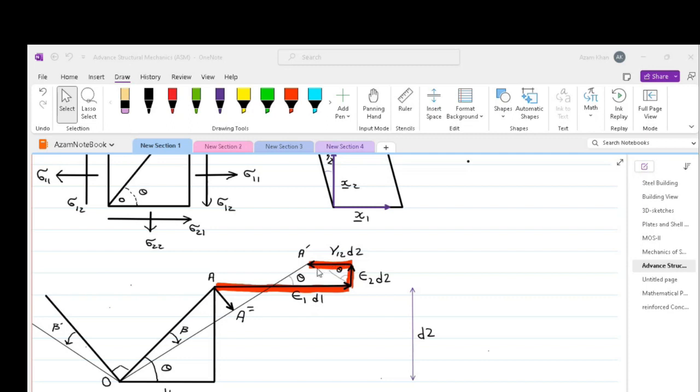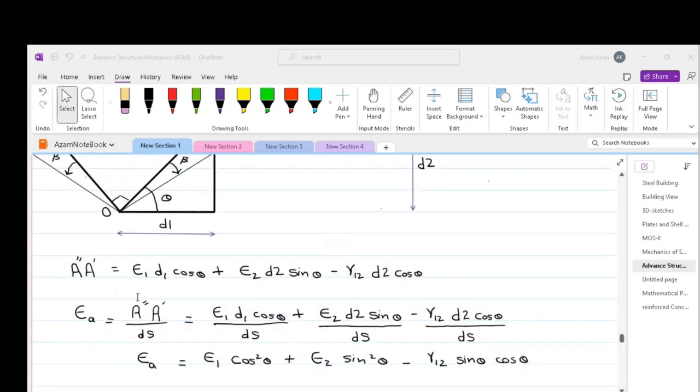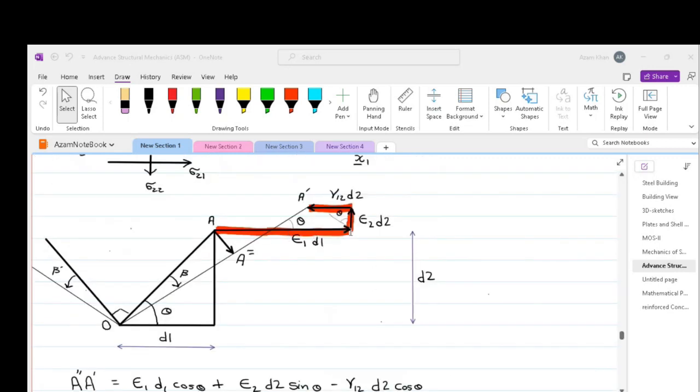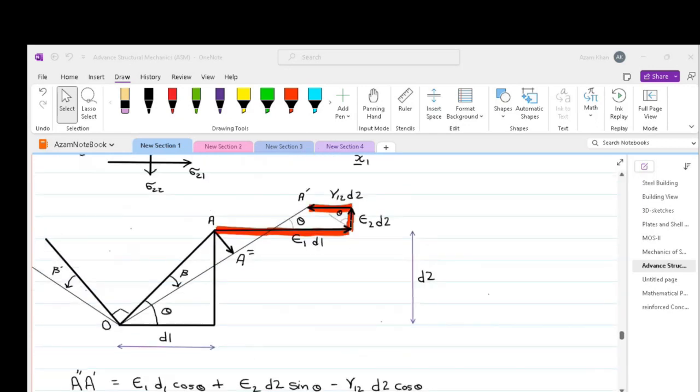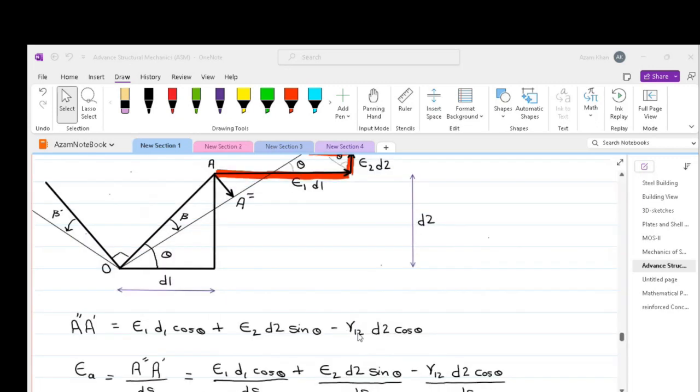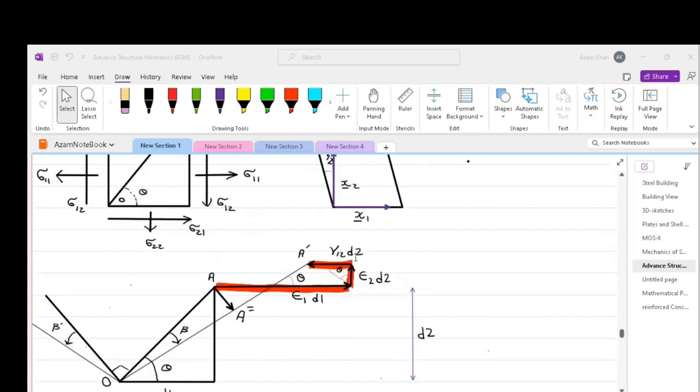upon the direction OA. Thus, we get A double dash A dash is equal to strain 1 D1 cos theta, so strain 1 D1 component along OA, plus strain 2 D2 sine theta, which is strain 2 D2 and its component along OA, minus gamma 1 2 D2 cos theta, so gamma 1 2 D2 and its component along OA.